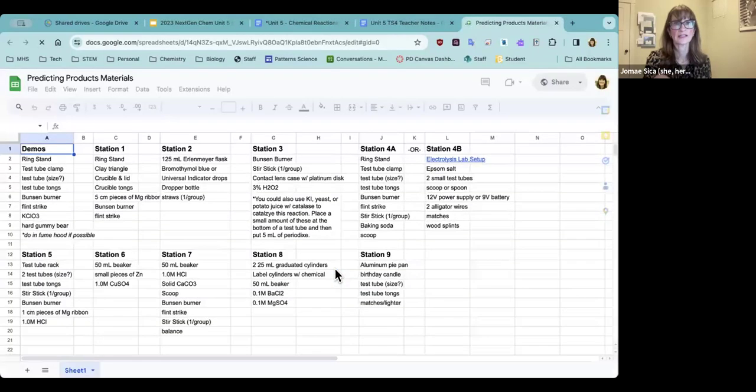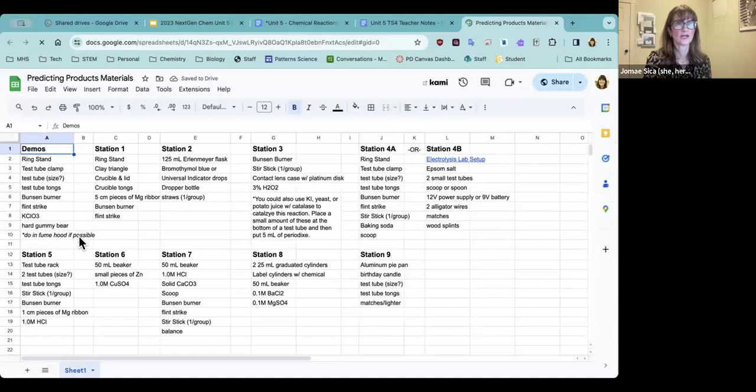And so if you click on that link right here, it's going to tell you what you need for the demonstrations. Again, hopefully you should be doing that in a fume hood. And then for all of the different stations, there's two different options for Station 4. One is the decomposition of baking soda. The other is the decomposition of water. So a couple different options there.